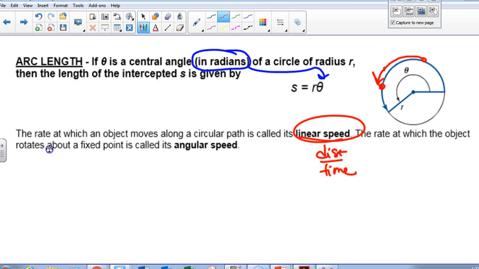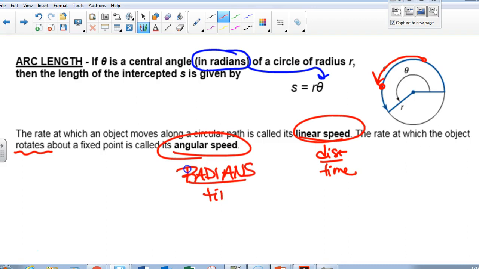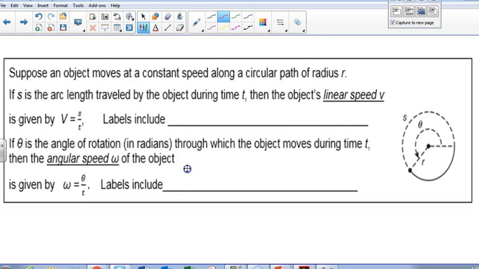Okay, and the rate at which the object rotates around a fixed point. The fixed point is the center, right? The rate at which it rotates is called the angular speed, and that must be in radians per time. You have this little chart on your notes, yes? So what we just said is that linear speed, which your book uses as V, I will usually write like this because that's the way the trig book uses it, has to be measured in distance per time.